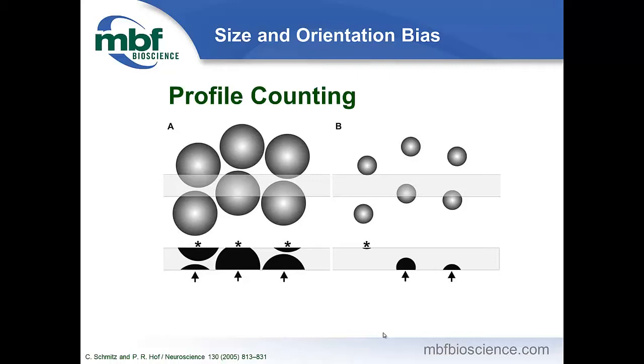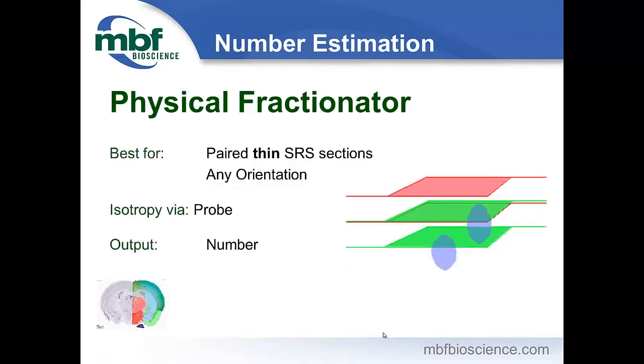Right. So from a single image plane, you can't come up with an accurate count of the number of objects. You cannot. You need at least 2 image planes, and it's more efficient to do this in thick tissue and focus down through those image planes. But what if you have thin tissue? So if you have thin tissue, we recommend a probe called the physical fractionator.